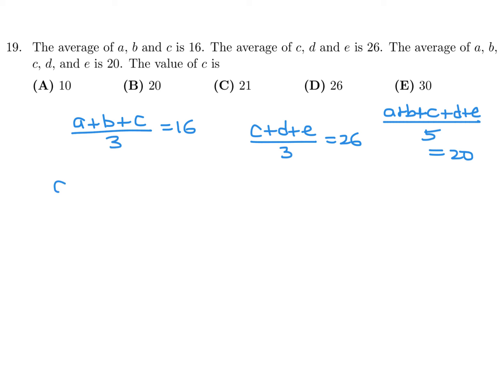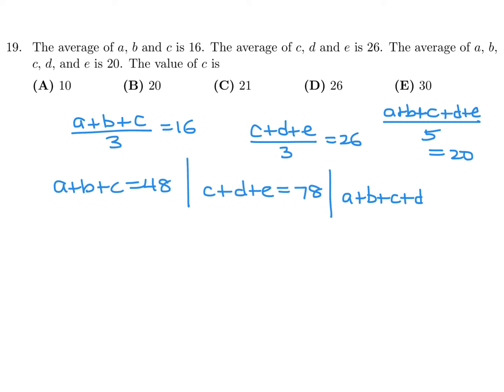All right. So the first one, A plus B plus C, is therefore 48 when you cross multiply. The next one, C plus D plus E, is 78. And then the last one, A plus B plus C plus D plus E, is 100. And what are they asking for? The value of C. Okay, somehow we got to figure out C.